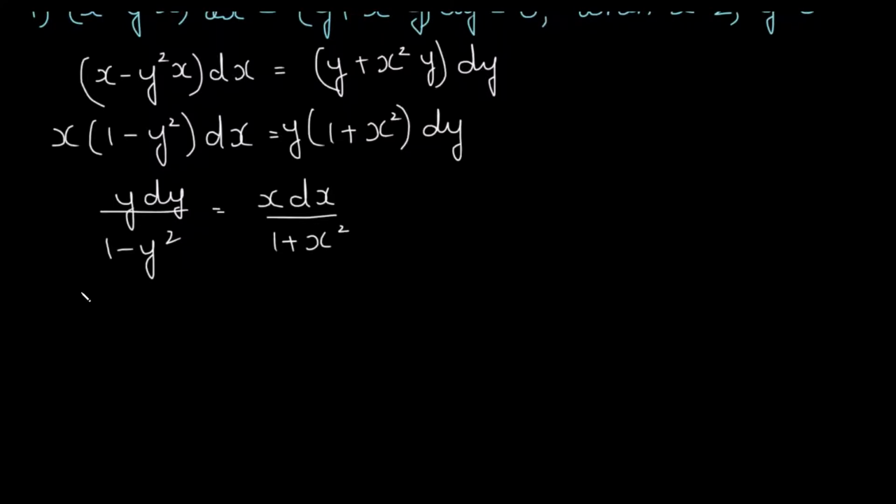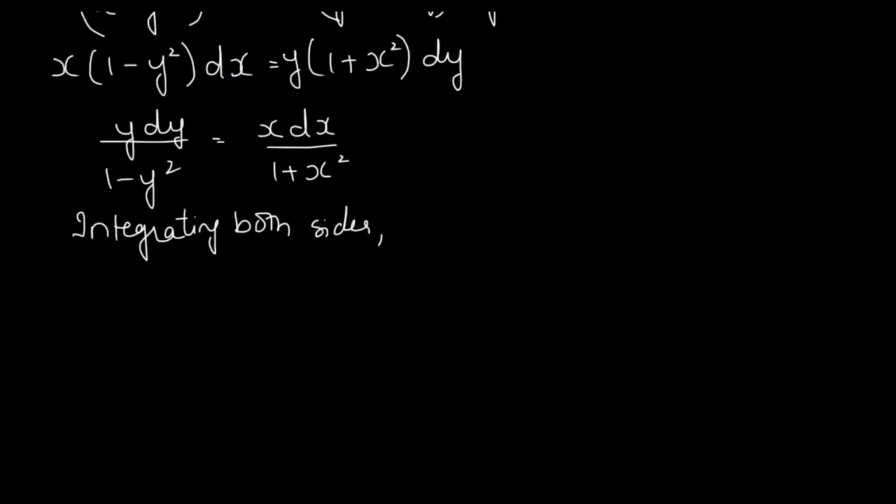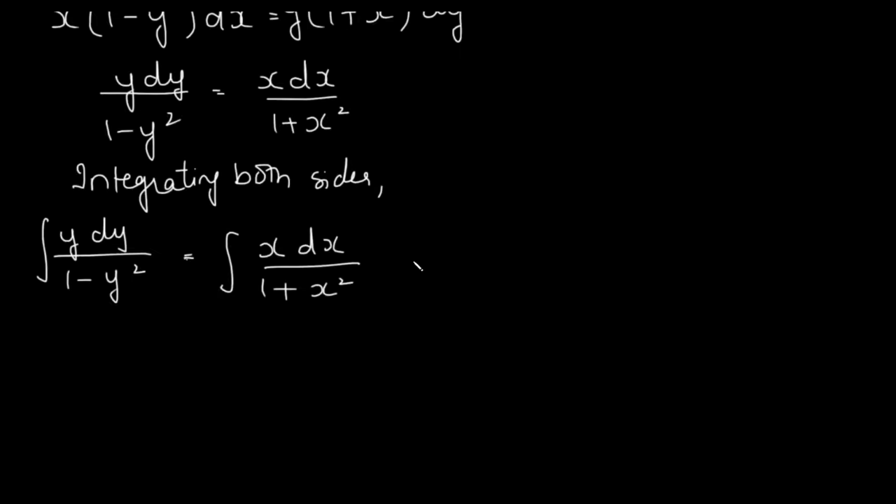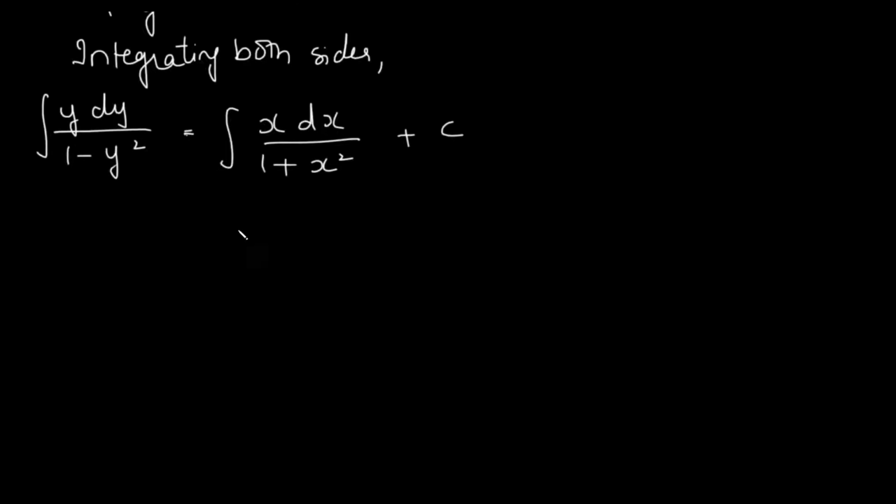Now we put the integration sign, that is integrating both the sides. We write it this way, that is integral y dy upon (1 − y²) is equal to integral x dx upon (1 + x²) plus c, which is the constant of integration. Then now how to solve this further?